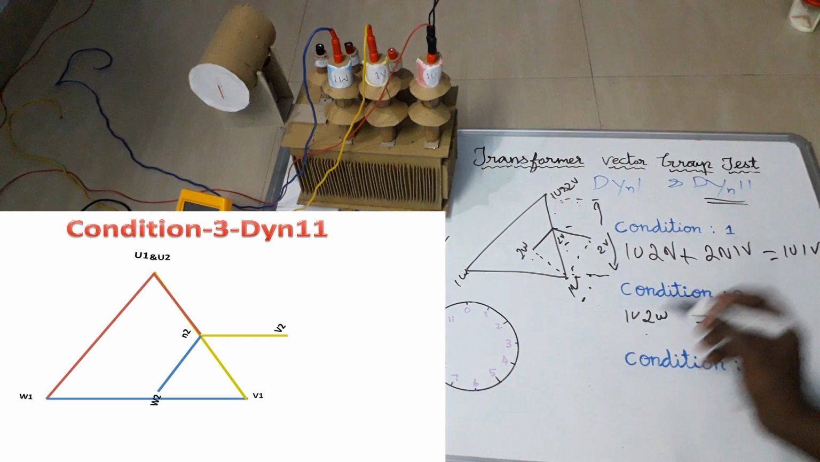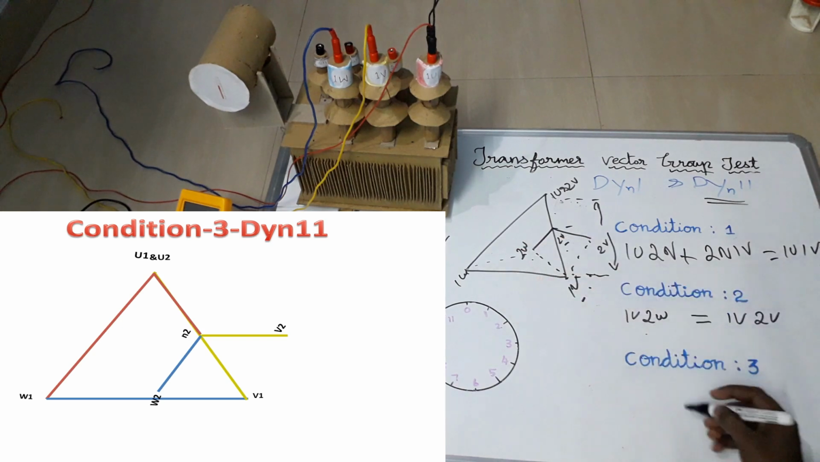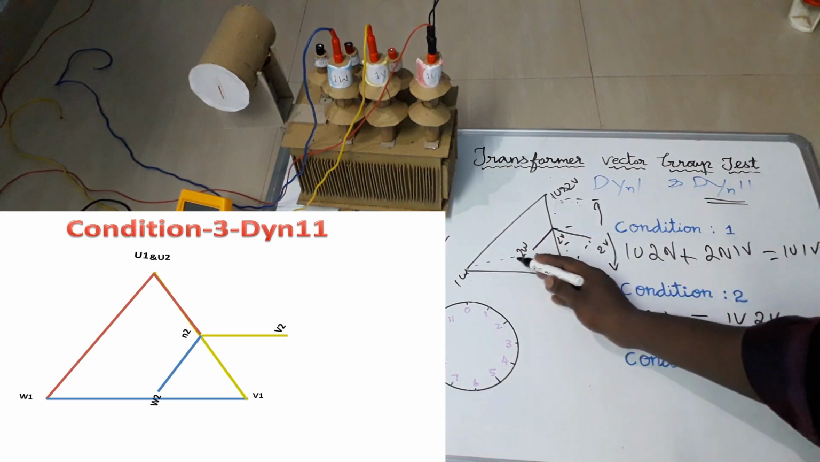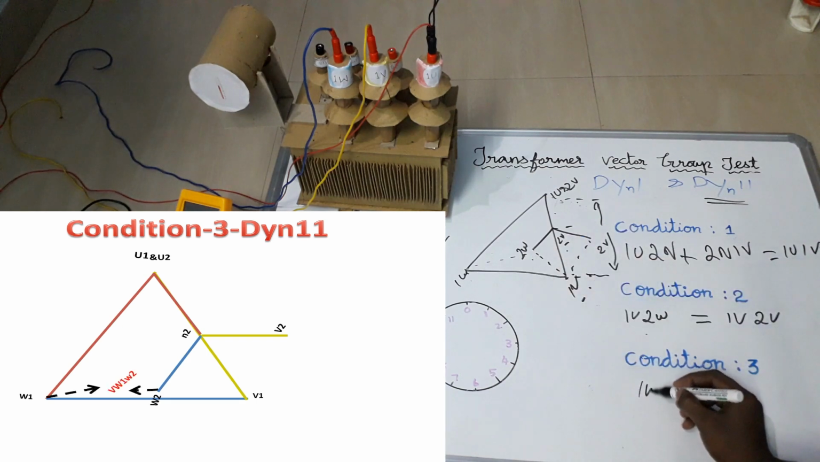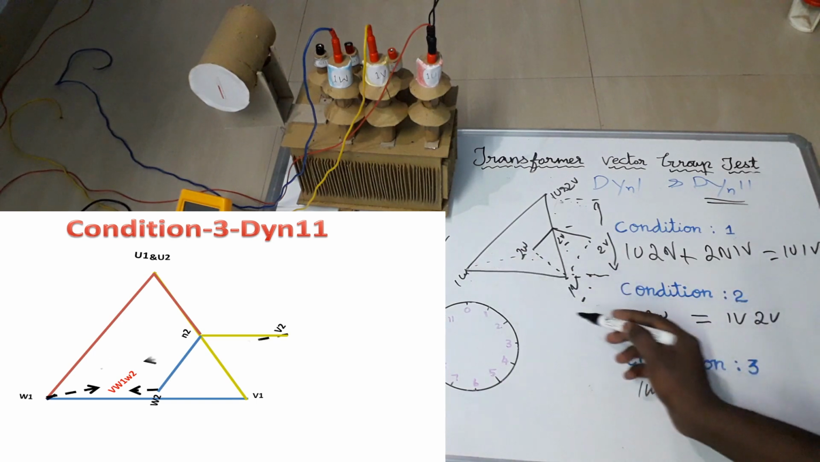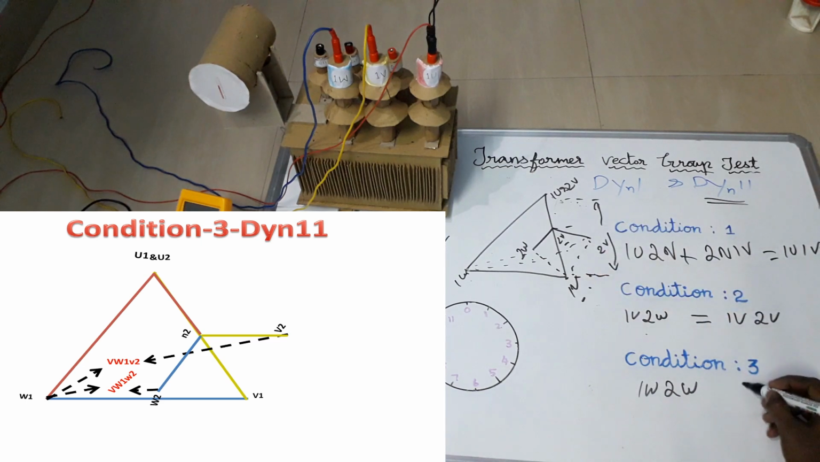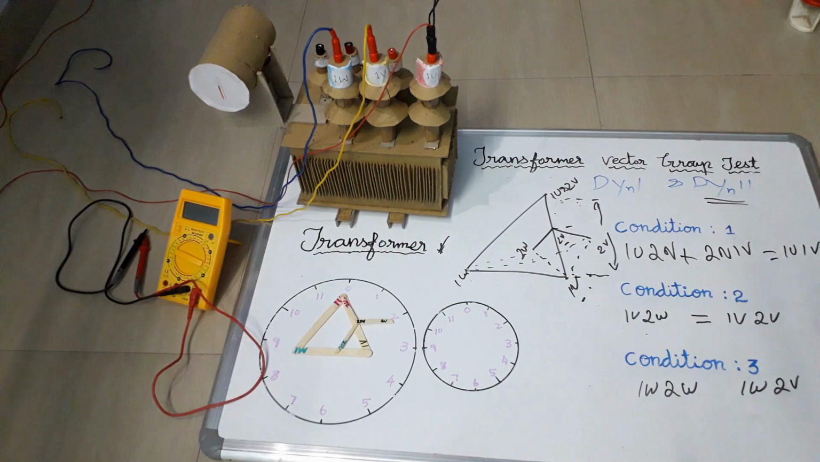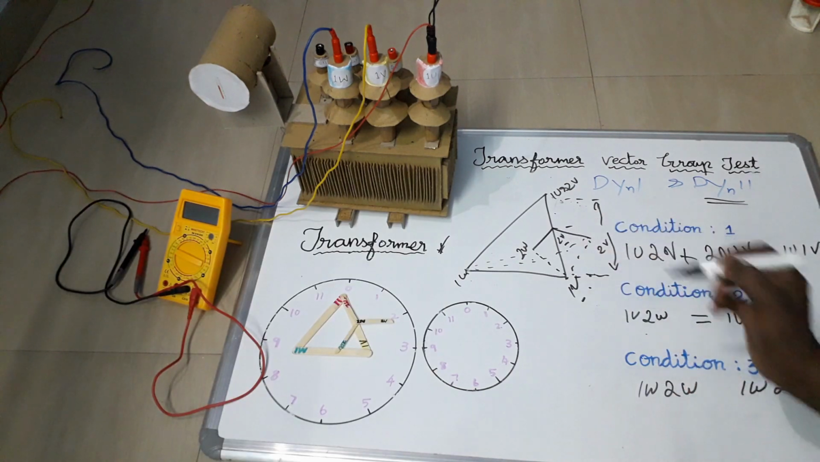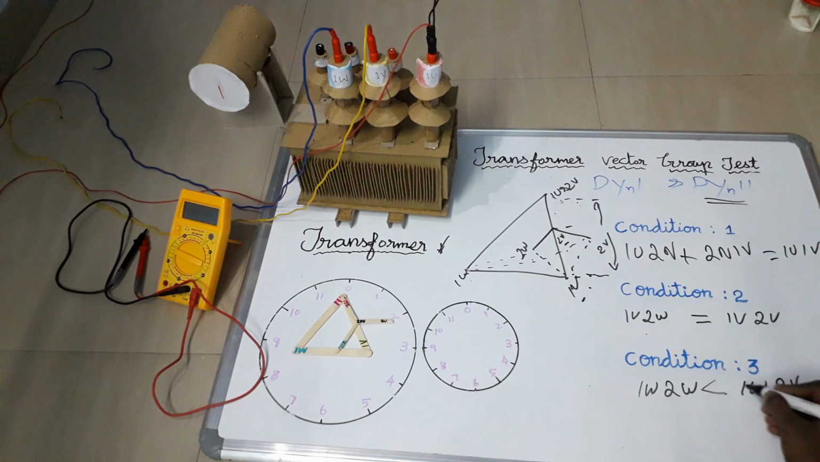For condition 3, we have to check voltage between 1W, 2W, and also we have to check the voltage 1W, 2V. When you see this diagram itself, it is very clear. It is smaller, it is greater. The value 1W, 2W should be smaller, 1W, 2V should be higher.